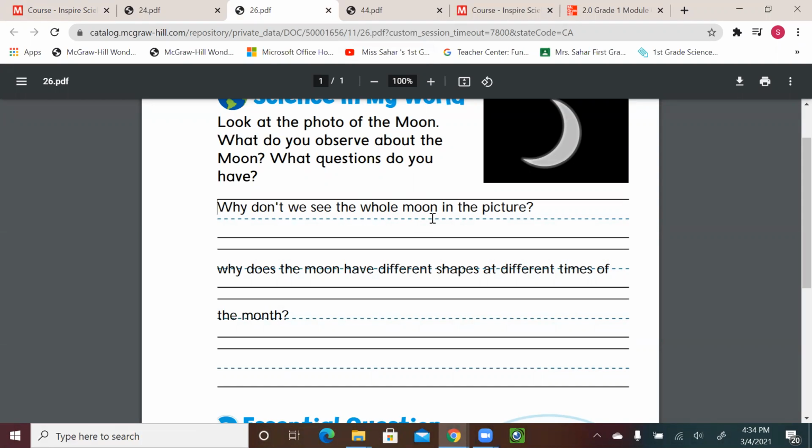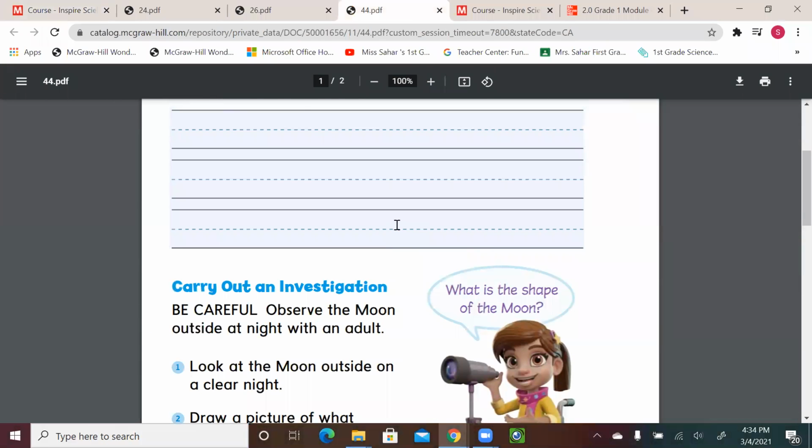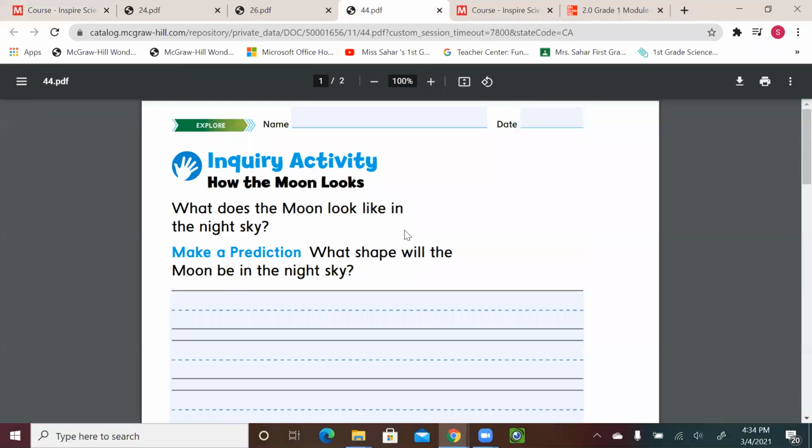So now let's turn the page and go to page 258 and see what we have here. What does the moon look like in the night sky? Make a prediction. What shape will the moon be in the night sky? If you remember, looking out the windows at night, you're in a car with your dad or mom and just look at the sky. Sometimes you see the moon is full, like a full circle, and sometimes you see half or a crescent shape, right? So that could be our prediction.